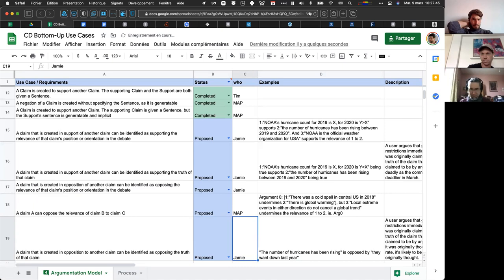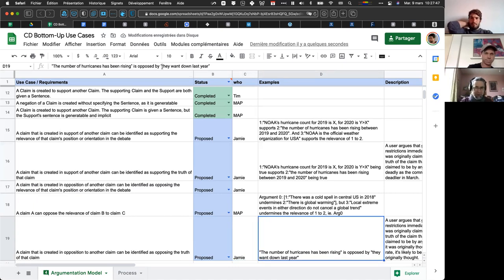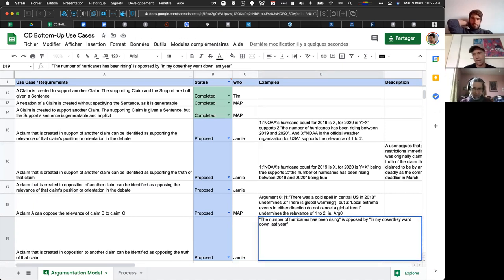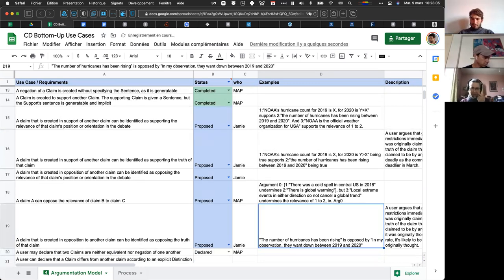Or in my observation. Yeah, I mean that's a bad argument. Yeah, okay, in my observation that works. They went down between actually 2019. Again, probably not true, but it could even be true and it wouldn't matter.